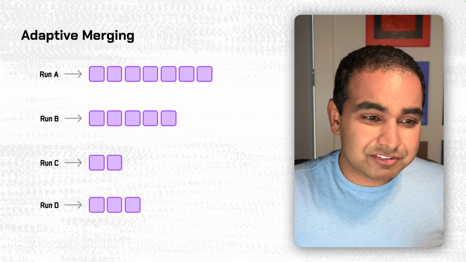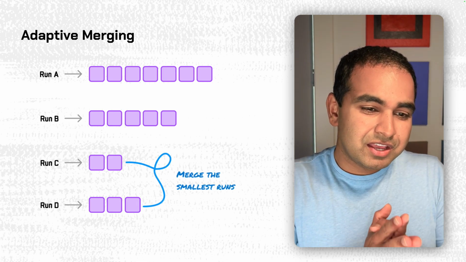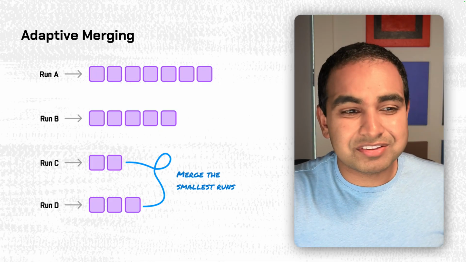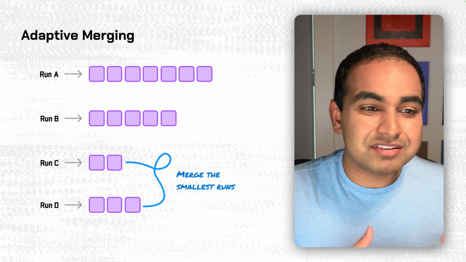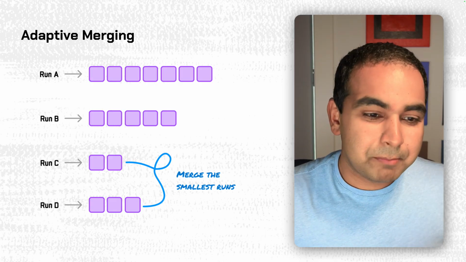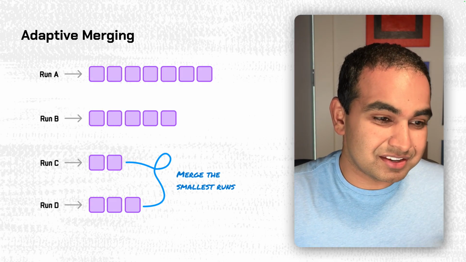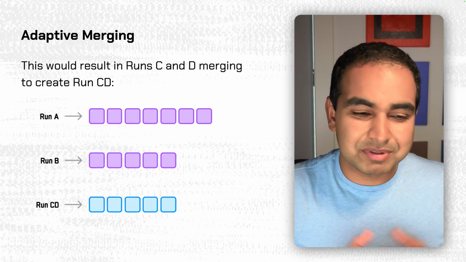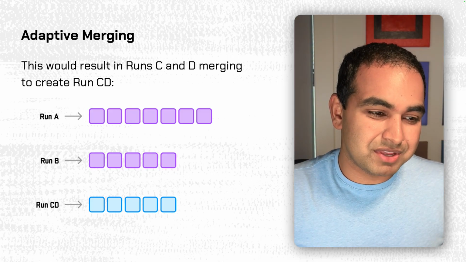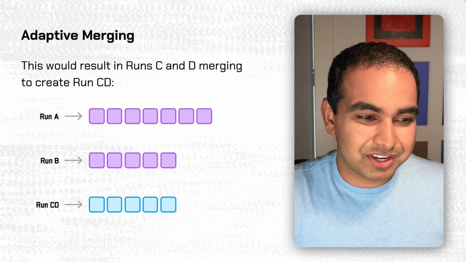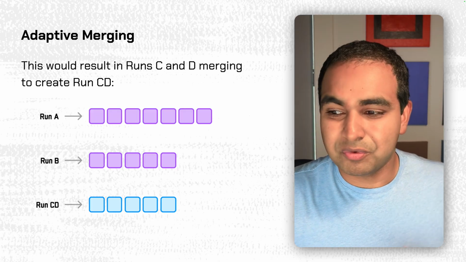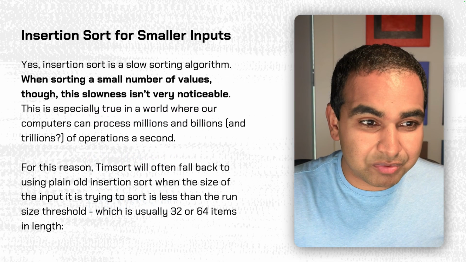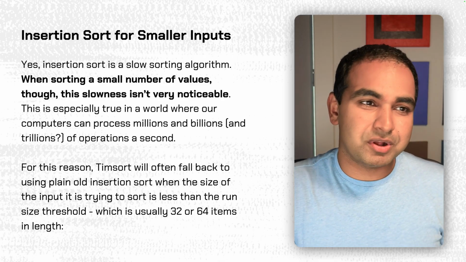In this case, with adaptive merging, what we're going to find is it's going to merge the two smallest runs together, because then it makes the subsequent merging much more efficient. So run C and D we merge, and so now what we have is 3 runs that need to be considered for merging: run A, run B, and the merged version of run C and D, which we're just calling run C and D. And this is a great way of improving the performance as well.